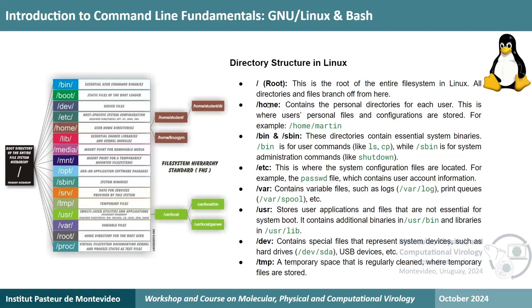Then we have the home directory. It's where each user's personal directory is located. For example, I'm Martin, so my directory will be in home slash Martin, and it keeps user files separated from, for example, system files. Then we have the bin and sbin directories. The bin directory contains essential commands like ls and cp. We are going to see some Linux commands in a couple of slides. On the other hand, the sbin directory holds system administrator commands like shutdown, which are reserved for administrators.